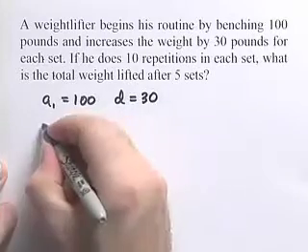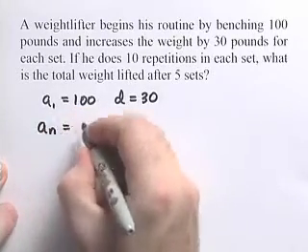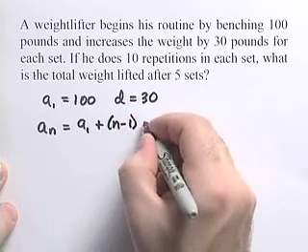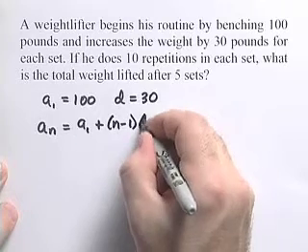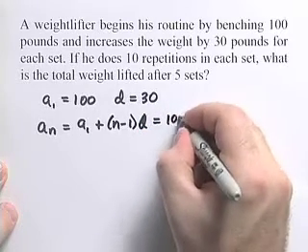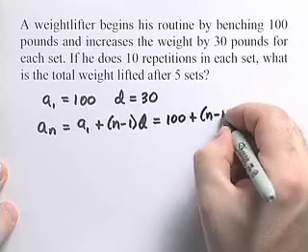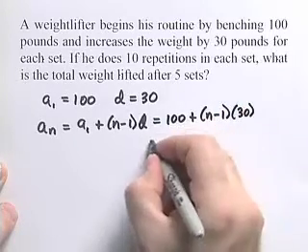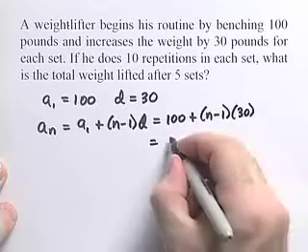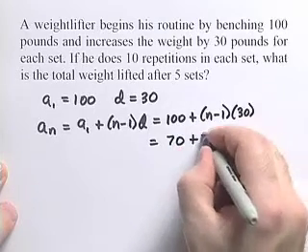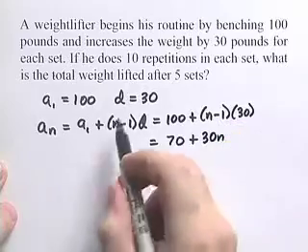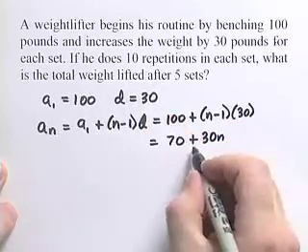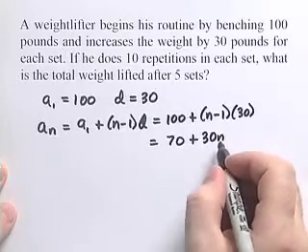So we'll have our general term a sub n, which is the first term plus n minus 1 times the common difference. In this case it will be 100 plus n minus 1 times 30. So we'll get 100 minus 30 is 70, and then we'll have plus 30n. So if there was 1 repetition in each set, the nth term would give us 70 plus 30n.